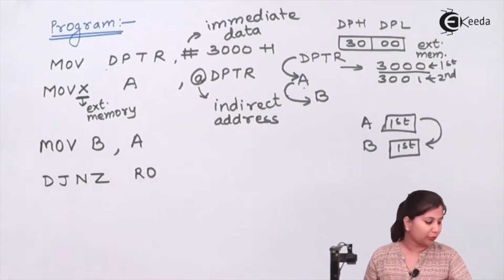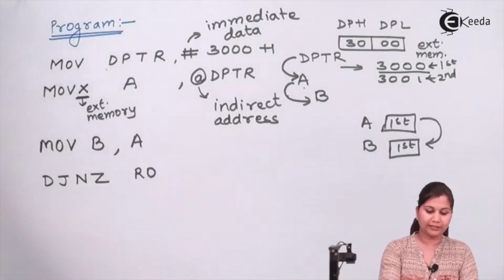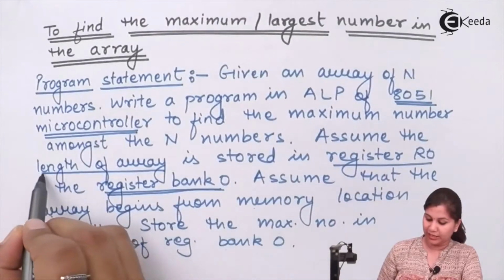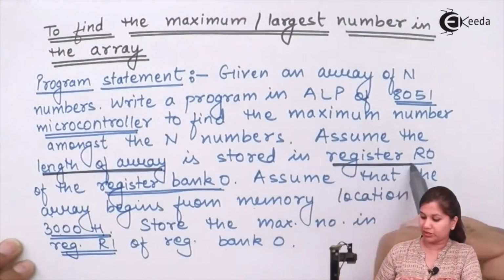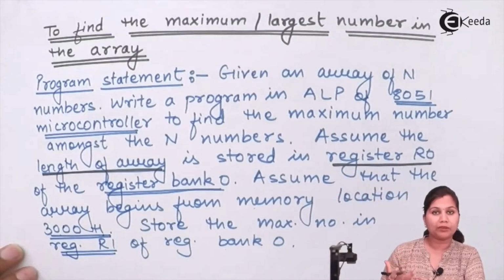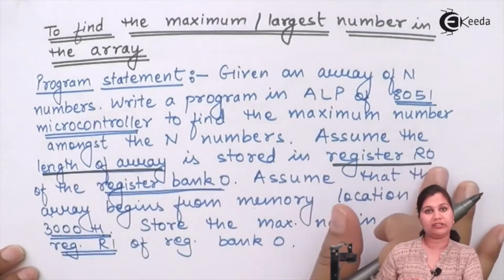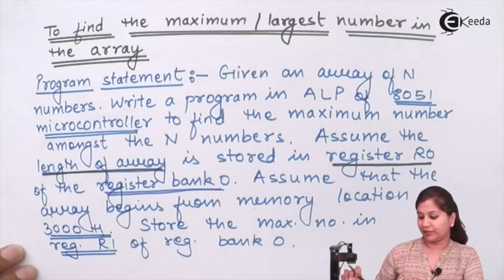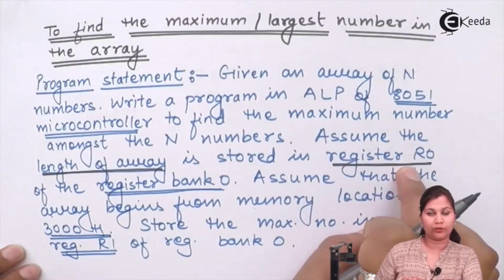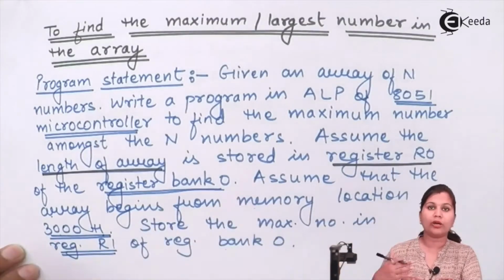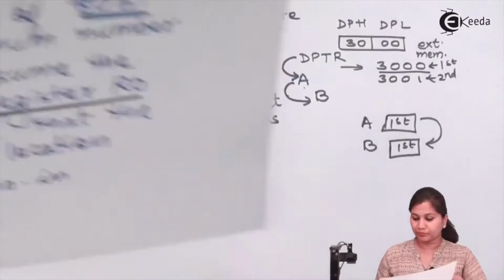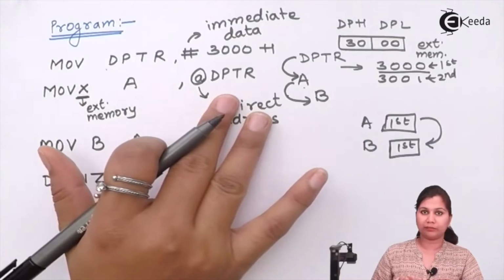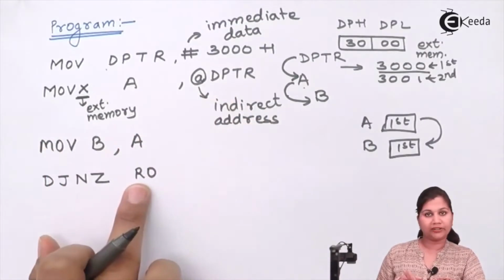Okay, so in the question we were given, you can see that when we have seen this program statement, we were given that the length of the array is stored in register R0. So how many numbers are present in that array? That is already in register R0. That is, suppose if there are 10 numbers in the array, so 10 is already there in register R0. Okay, so counter is already being stored. You have to just decrement the counter. So you have seen that we have not initialized counter here. We have initialized only the memory pointer. Counter is already there in R0.